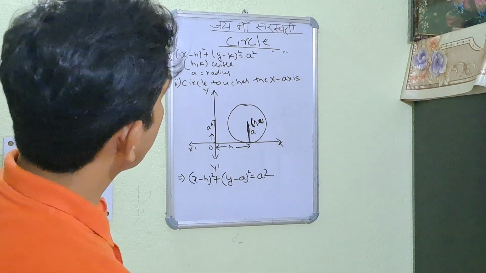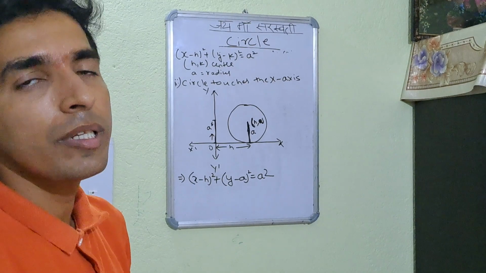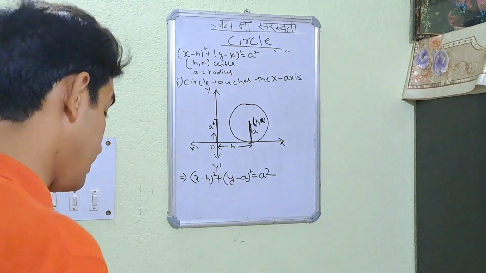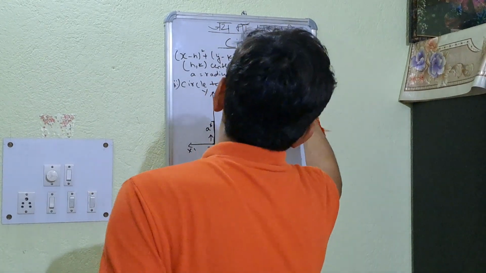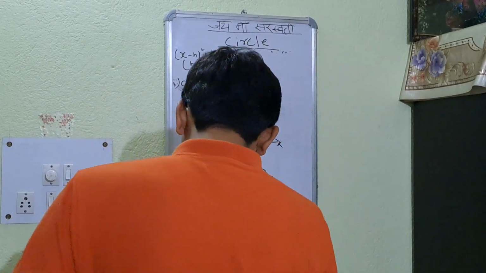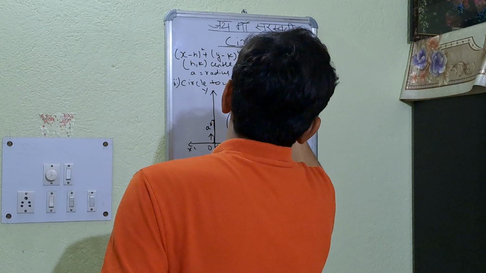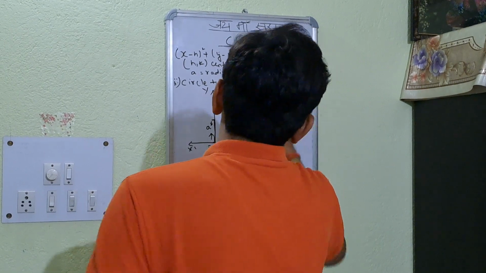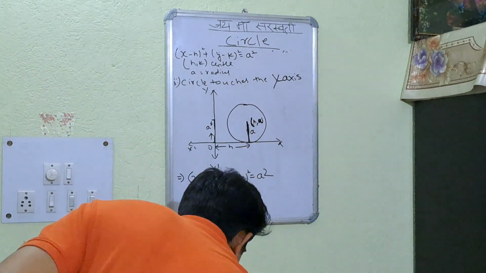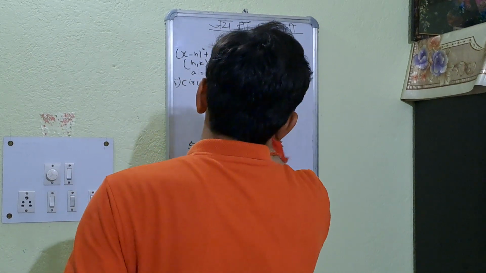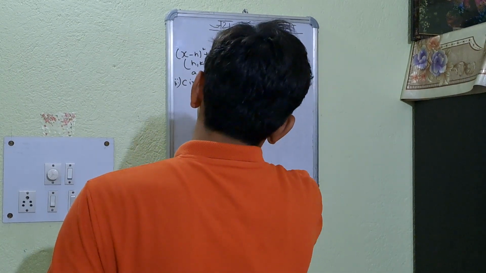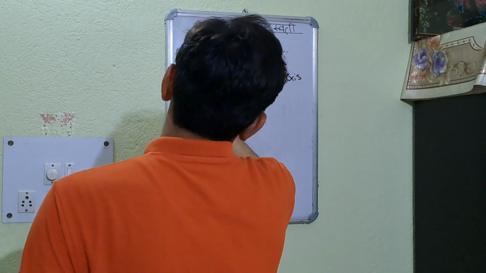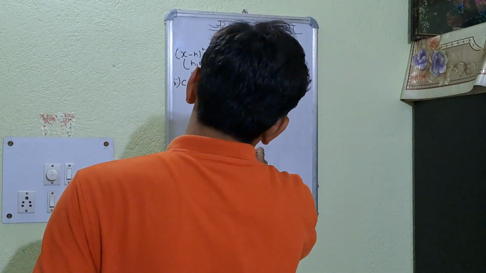Now we will be seeing the third condition, whenever the circle touches the y-axis. Earlier we had seen the x-axis condition. Now we will be taking the y-axis condition here.